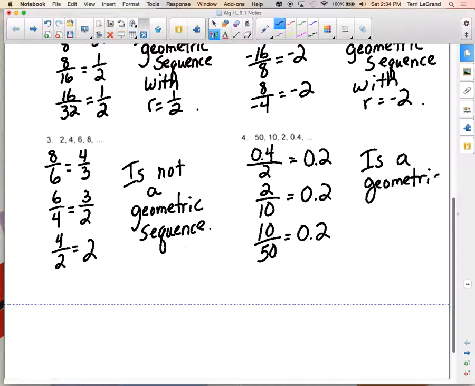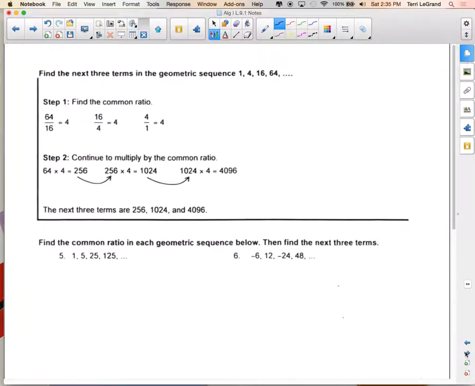We found a constant ratio called R, and that R value is our multiplier, 0 and 2/10. Okay, this is determining if a sequence is a geometric sequence or not, with work to support it. So this is what I would expect in the homework for tomorrow also. Okay, let's move on to the back side of this page.